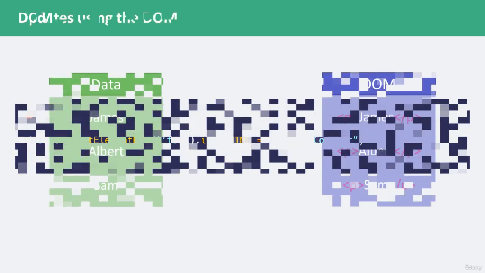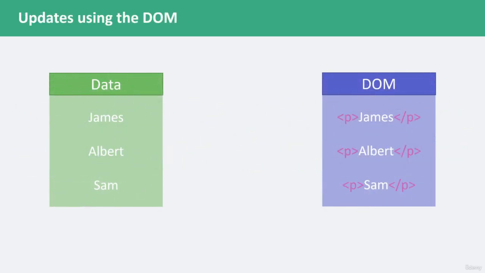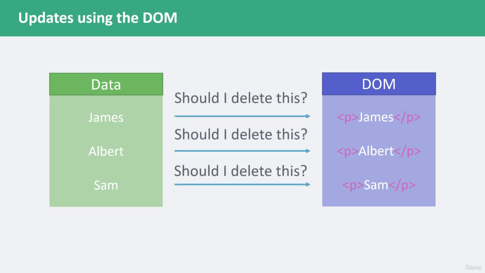Imagine a scenario where we are listing users. We're rendering the list of names onto the page using paragraph tags. Simple enough, right? Well, what if you remove a name from the data? In that case, you would have to scan each individual element. If an element is using the data, you should delete it from the document. You would also have to check for their attributes and children as well. Performing an operation like this would be rather expensive.